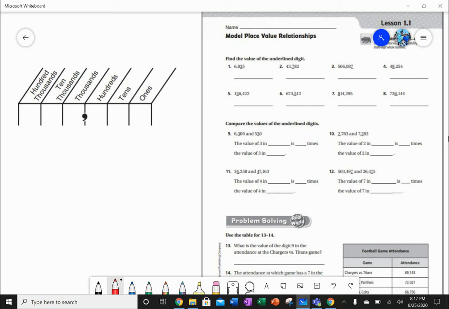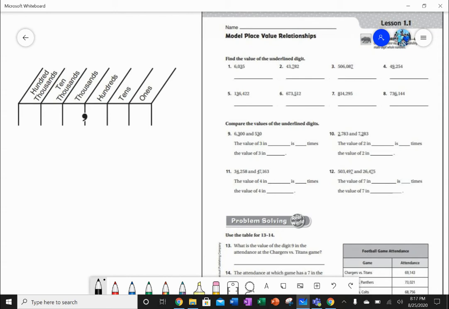Okay, now I will model our homework assignment for lesson 1.1, model place value relationships. So let's look here at number 1. The directions say, find the value of the underlined digit. Number 1 says 6,035. The underlined digit is the 3. So a way to solve this is if we use a place value chart.